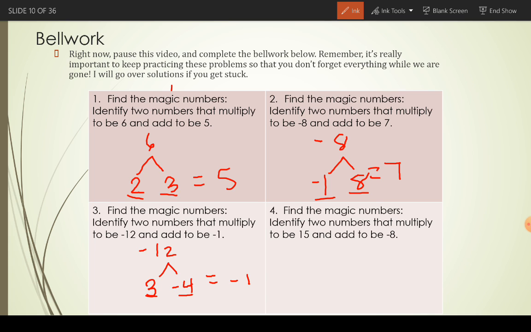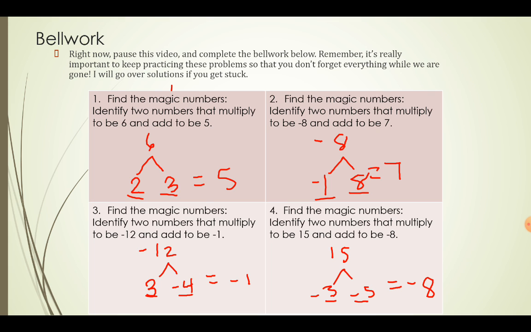Lastly, number 4, identify two numbers that multiply to be 15 and add to be -8. So multiply to 15 and add to be -8. We will get -3 and -5. Great job.